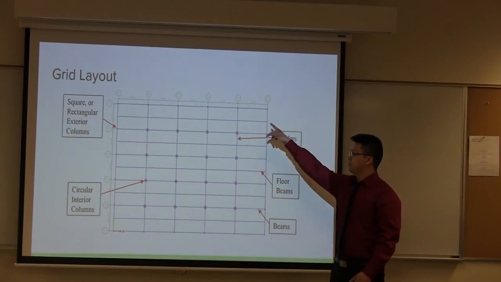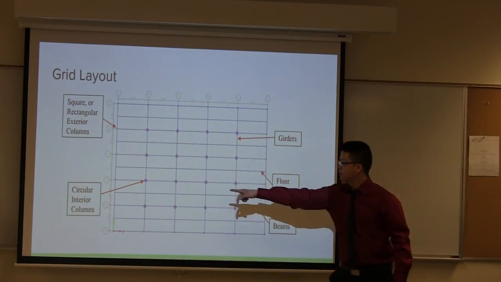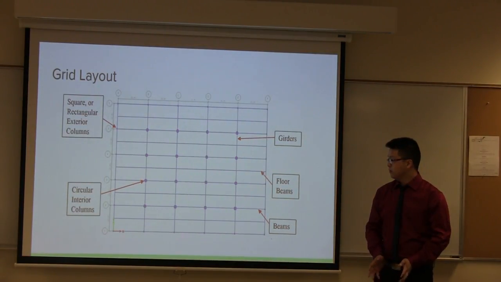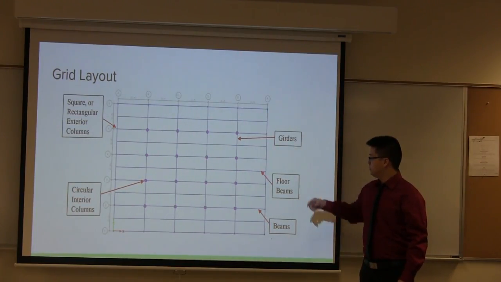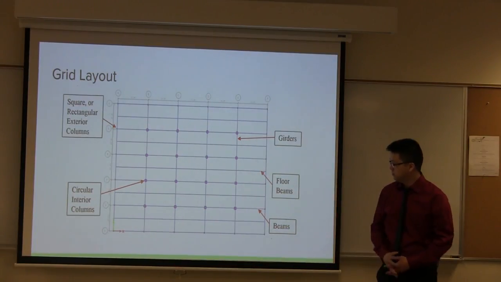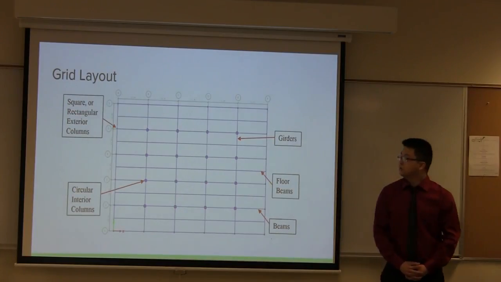On the longer side, it's 150 foot, and it has high spans of 30 foot. And on the shorter side, right here, it's 100 foot long with spans of 20 foot, and has high spans. As you can see, these are placement of the barriers, floor beams, and beams. And then the circular columns in the interior and the rectangular columns on the exterior.